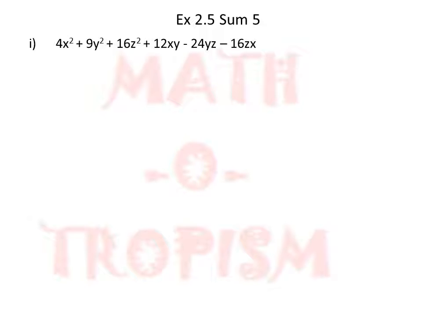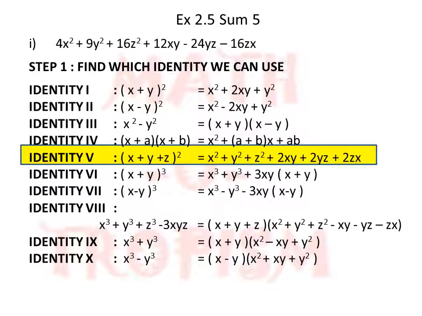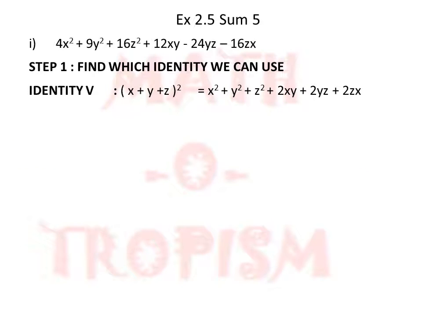So the first sum is 4x square plus 9y square plus 16z square plus 12xy minus 24yz minus 16zx. When we look into the identities, we can see that identity 5 is similar to the given sum, where the right hand side of the identity is almost the same, with 6 terms: x square, y square, z square terms, and xy, yz and zx terms. So we have identified which identity we need to use.